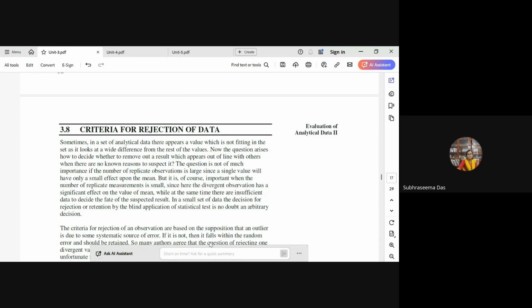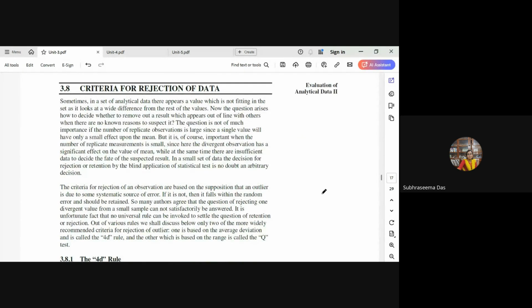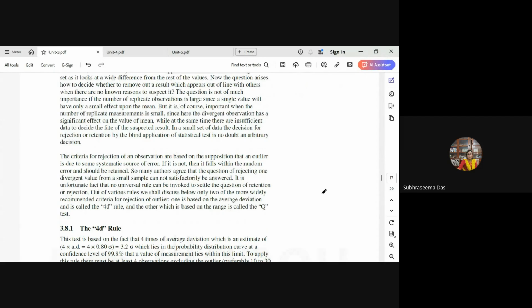All the data that we have collected in an experiment is not useful for us, so some data need to be rejected. The criteria for rejection might be due to some systematic error or any other factors. When we want to reject data, there are two types of rules: one is called the 4D rule and the other is called the Q test.